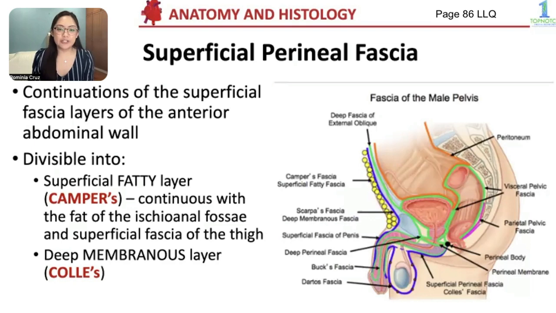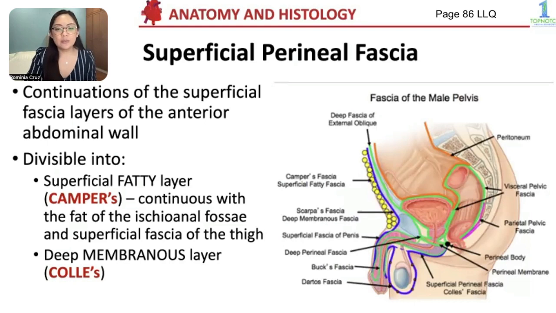So we have different pouches bound by several fascias or membranes in the perineum. The first fascia is called your superficial perineal fascia, which is continuous to the superficial fascial layers of your anterior abdominal wall. So this superficial perineal fascia can be divisible into two different layers. You have your superficial fatty layer and your deep membranous layer, also called your colles fascia. So remember, di ba, sa abdominal cavity natin, we have your superficial layer, also called as your fatty Camper's, and your skinny Scarpa.